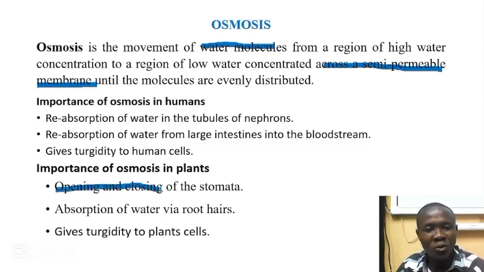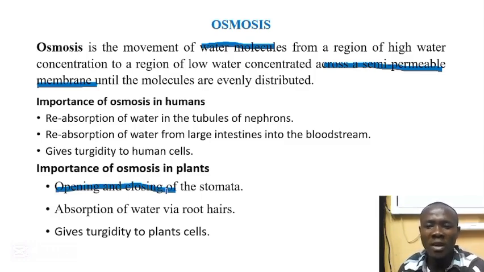Also, we talk about the importance of osmosis in plants: the opening and closing of the stomata. The opening and the closing of the stomata requires water. When the leaf is having excess water, the water in the neighboring cells closer to the guard cell that is guarding the stomata will move into the guard cell, and the guard cell will become turgid and open up, and the leaf will lose the excess water.